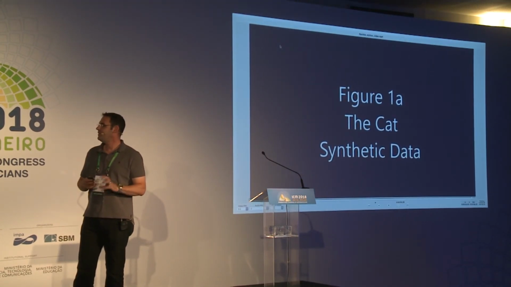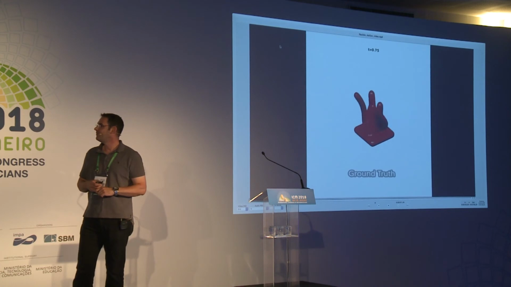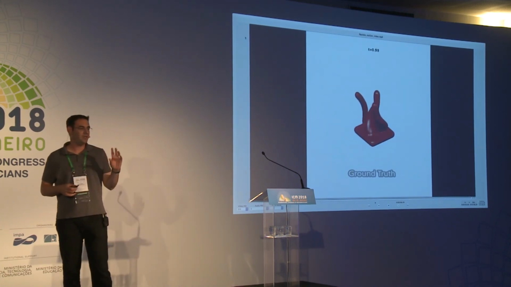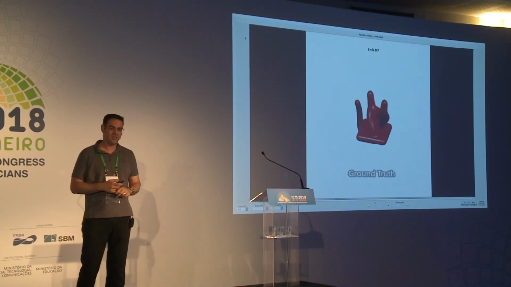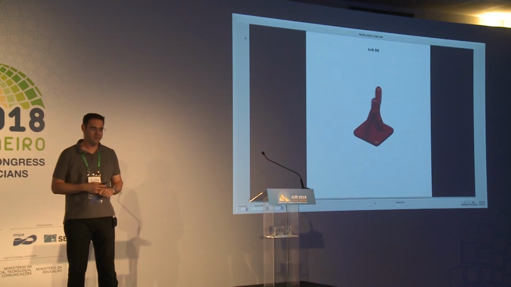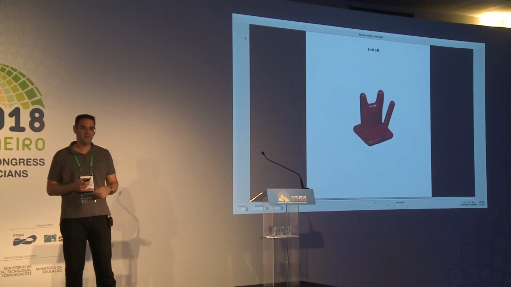Okay, so this is for the cat, the synthetic data. So that's the ground truth, just the cat twisting the head, moving its tail. This is just to show you the cat from different viewing directions.